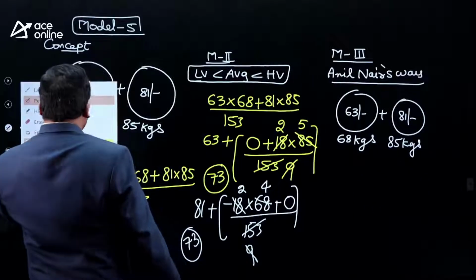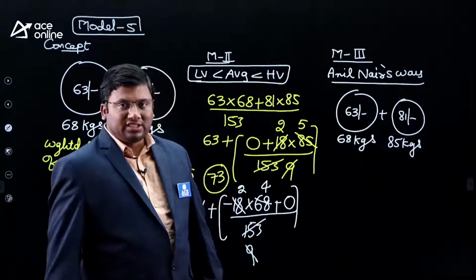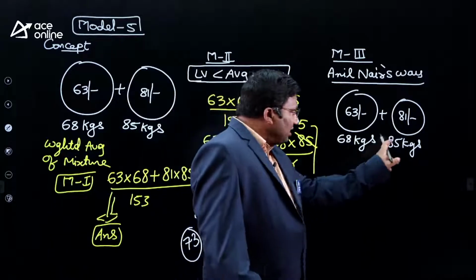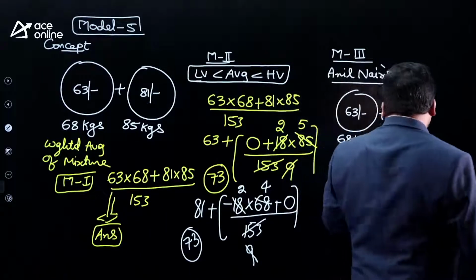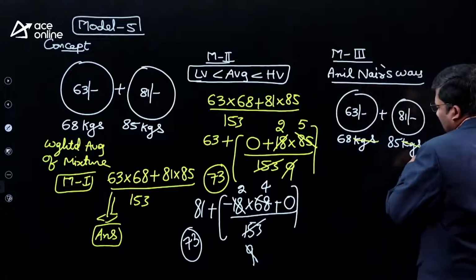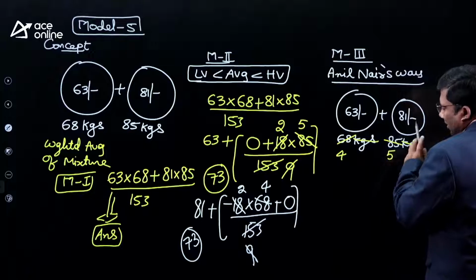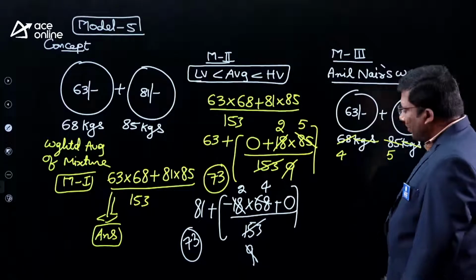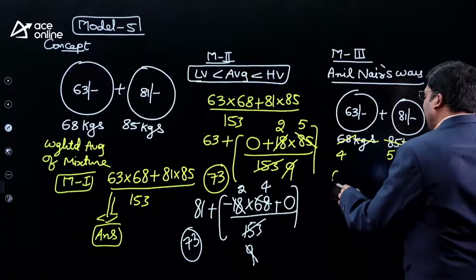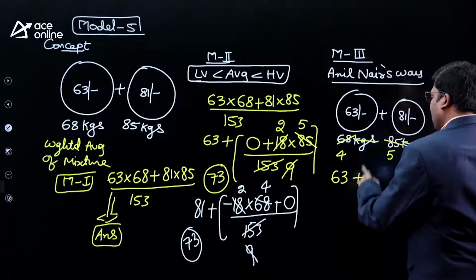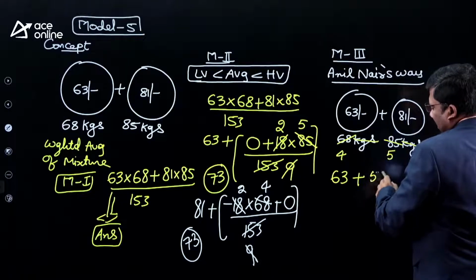Find the weighted average. First thing is, whenever you are combining two quantities, do not take the exact quantities. Make it into a simplest ratio. Kgs cancelled. 17 4s are 68. 17 5s are 85. Make these quantities into a simplest ratio. Average is greater than lowest value. 63 plus. If you are taking 63, take this value 5.